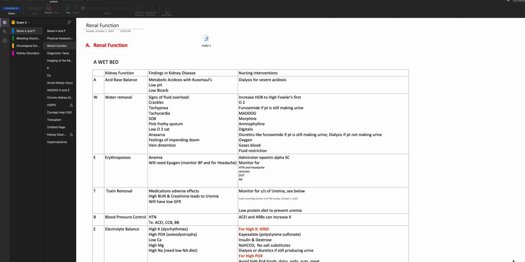I'm going to start with a WET BED. I'm going to kind of describe a WET BED to you. If you could spend some time learning what the kidney is supposed to do and what happens when that doesn't happen, it's going to help you on this exam. So WET BED is a mnemonic that tells you the kidney functions. And then I added onto it to tell you what you're going to find in kidney disease if somebody's kidney is not working, and also the nursing interventions that go with it.